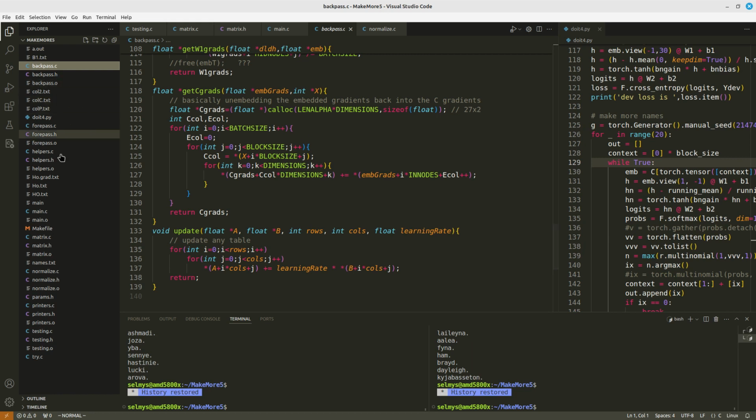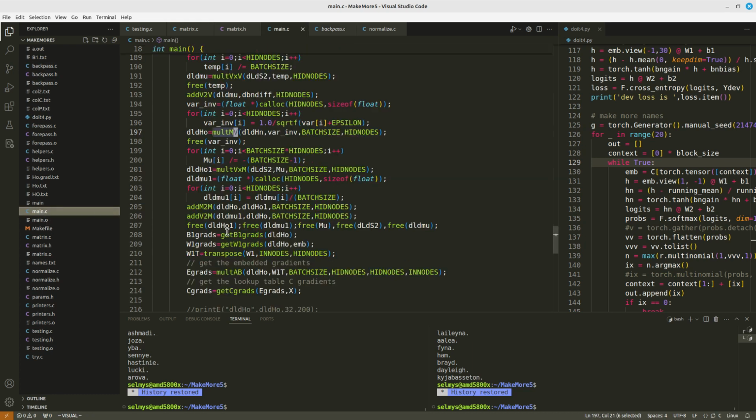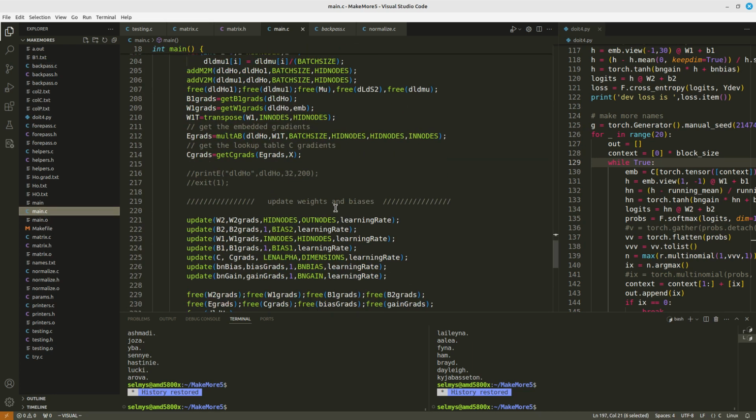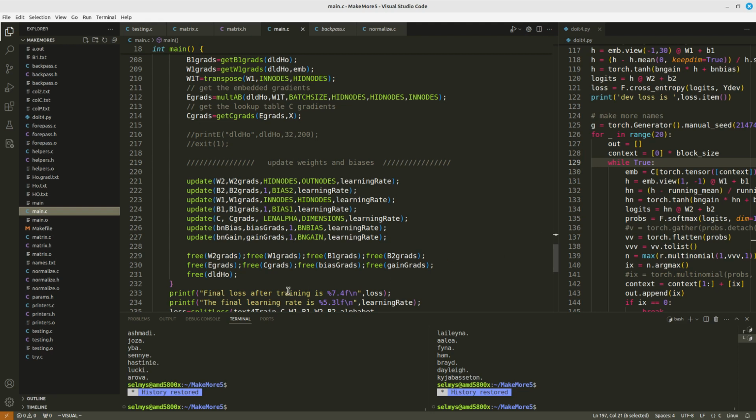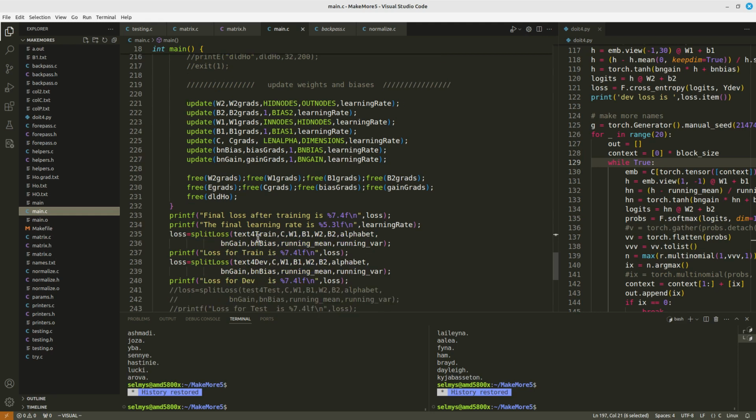And if you look at the main again, where's main? After we go through all of that, then we update the weights and the biases. So these lines 221 all the way down to 227, we end up updating all of those 7 tables. And after we update all those 7 tables, we have to free memory, because of course we're managing our own memory here. And then our loop basically finishes here. So our final loss after training. And then we can go and do the split loss.